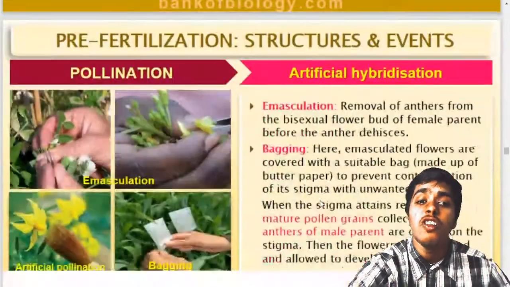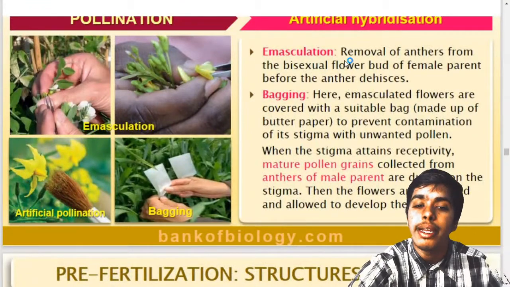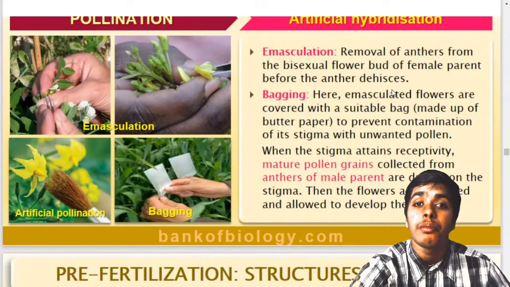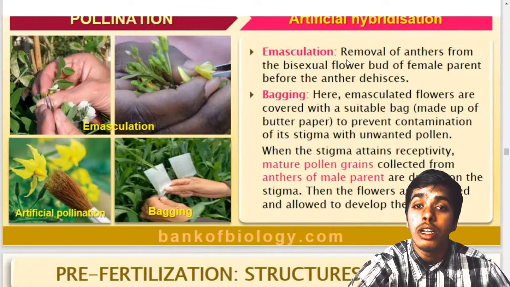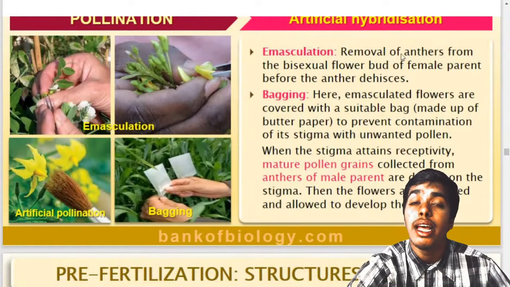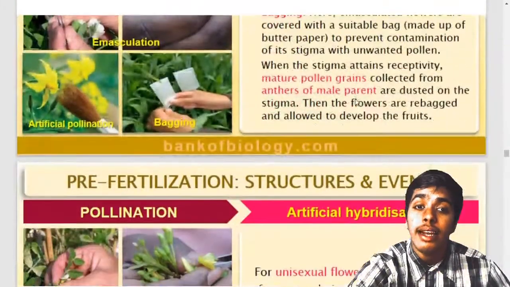First we will see what is meant by emasculation. Emasculation means removal of anthers from the bisexual flower bud of the female parent before the anther dehisces. That means in the bisexual flower the anther is removed. Why is it removed? If the anthers dehisce after some time, they will cause self-pollination. That's why they are removing them.